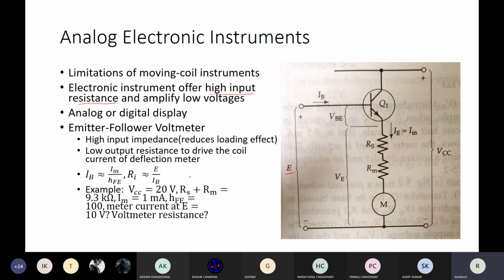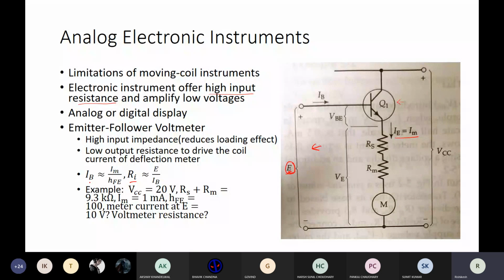So let me quickly go through the emitter follower voltmeter configuration, where the arrangement with the transistor Q1 allows us to achieve high input impedance, in the way that the input impedance observed by the network whose voltage we are trying to measure, E, if you look from this side, the input resistance is E by IB. IB is the base current which is flowing through the transistor Q1, and the current flowing through the meter is IE, which is the emitter current.